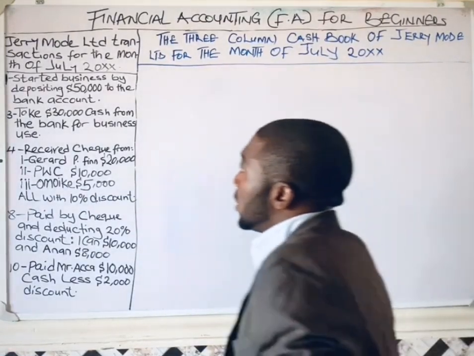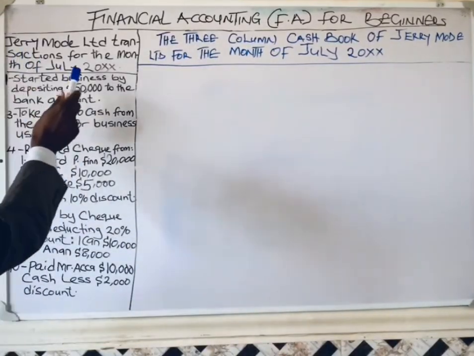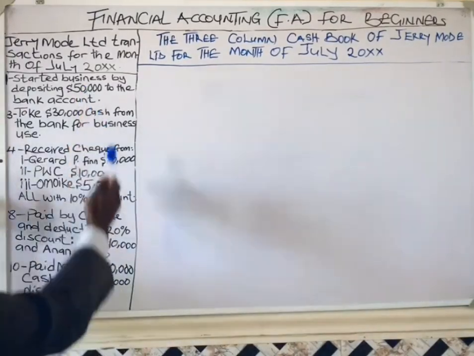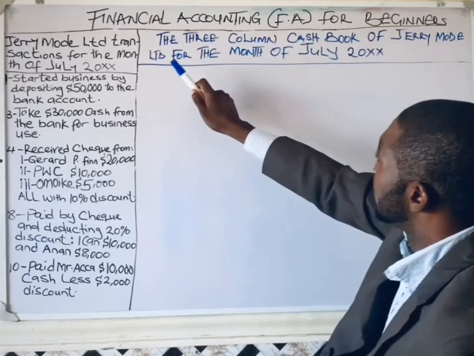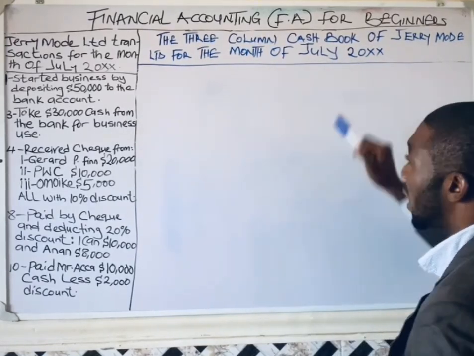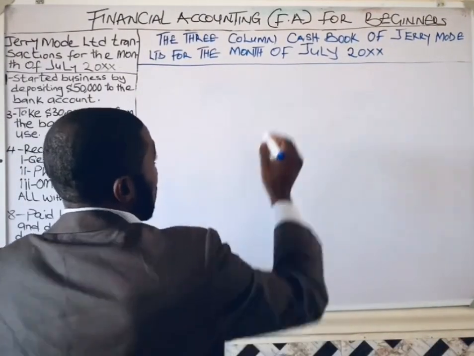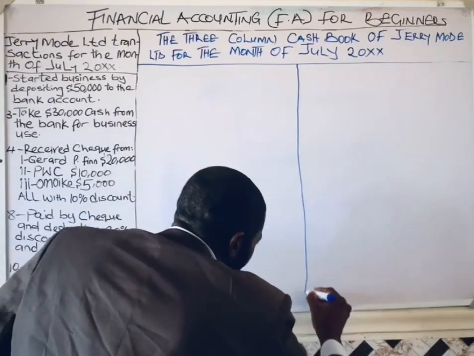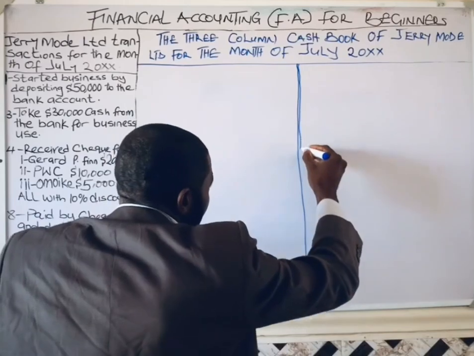Let's proceed. This is Jerimot Limited transactions for the month of July 20SS. So these are the transactions. And this is the heading, the 3-column cash book of Jerimot Limited for the month of July 2018. So we want to prepare the 3-column cash book now. You divide, this is the center line. So you double it for us to know it is our center line.